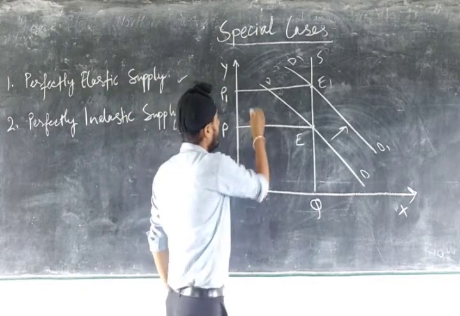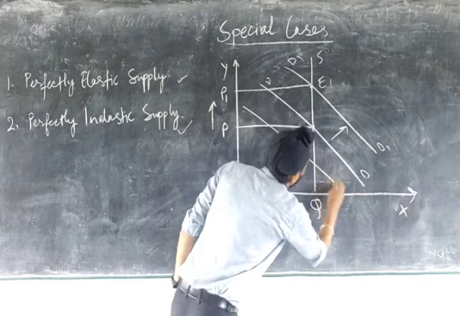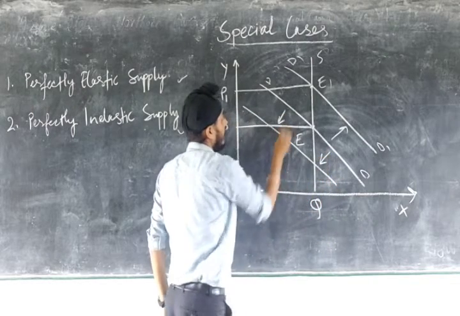Clear? Now if I decrease the demand, it shifts towards left. What happens?